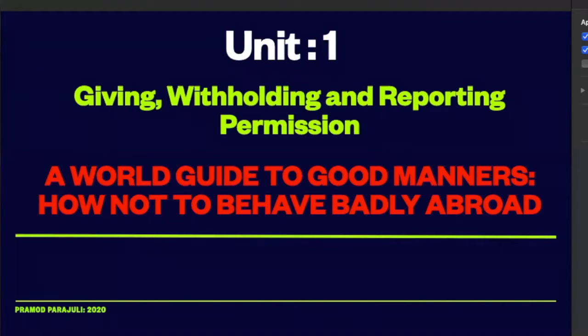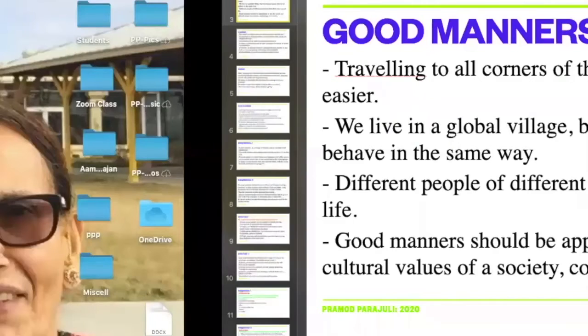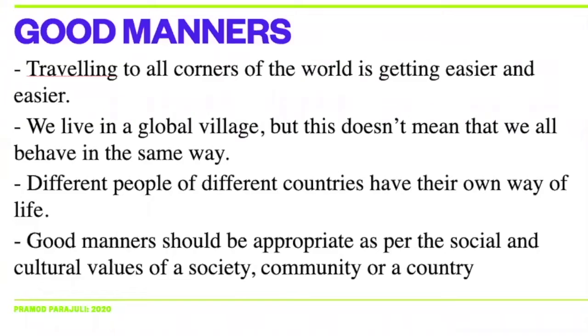So let us have a look. Which countries have what kind of manners maintained? There are some lines. It's a background or the introduction to good manners. Let us see. Traveling to all corners of the world is getting easier and easier. What does that mean? Because of science and technology, because of transportation facilities, the world has become a global village.